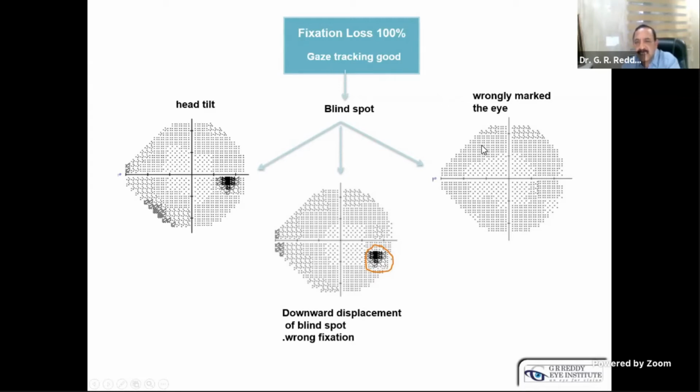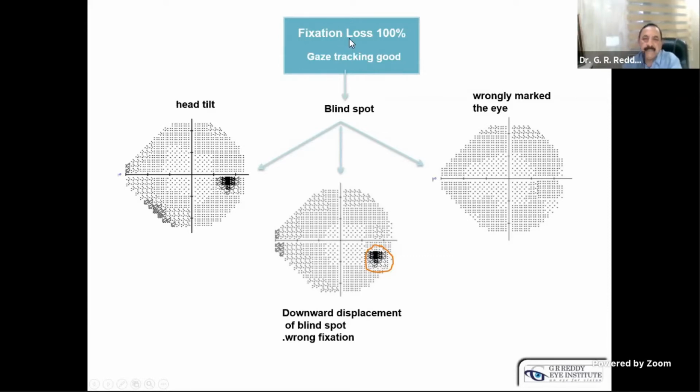Losses and gaze tracking is good, and there is no absence of the blind spot. Sometimes, it usually happens in single eye patients. Suppose the patient has only the left eye functioning and the right eye is gone. We mark the right eye and we do the left eye. So the machine marks according to the eye that is fixed, and the marking of the blind spot is also marked along, and it gives 100% fixation losses. That usually happens in single eye patients.